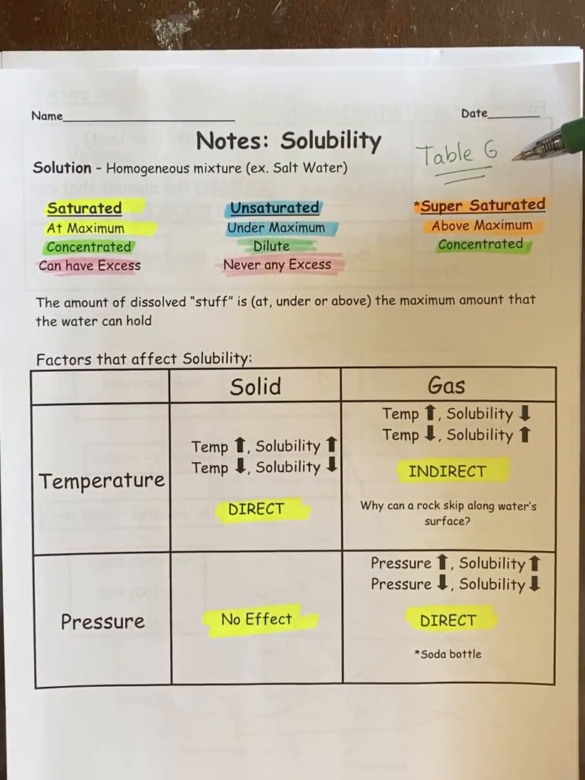Table G is going to tell you if something dissolves in water, how much and at what temperature. Because temperature obviously will affect things. We'll get into that in a second. First thing we need to do is talk about some basic vocabulary.